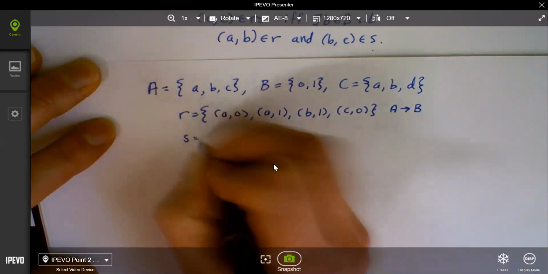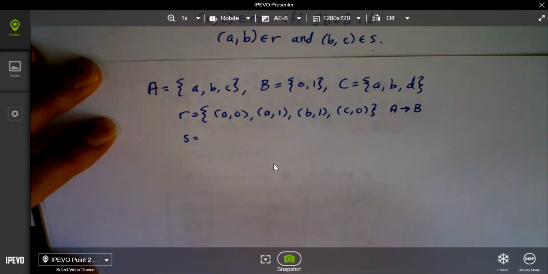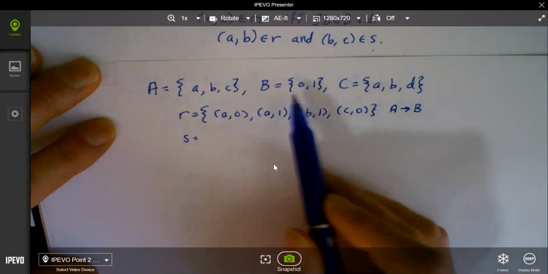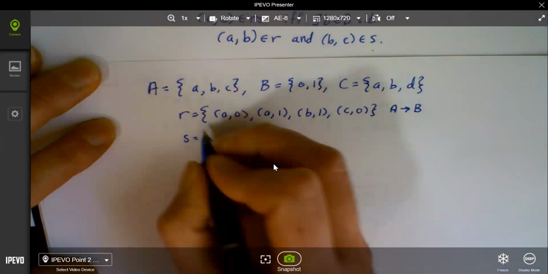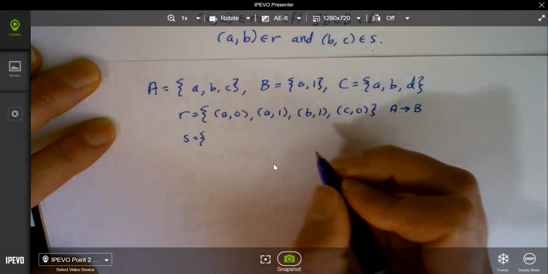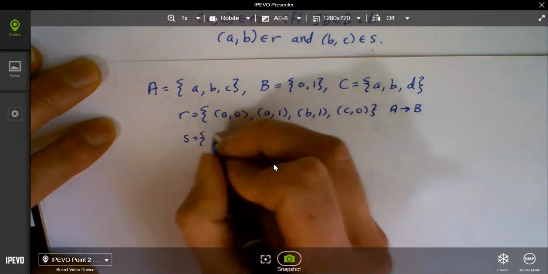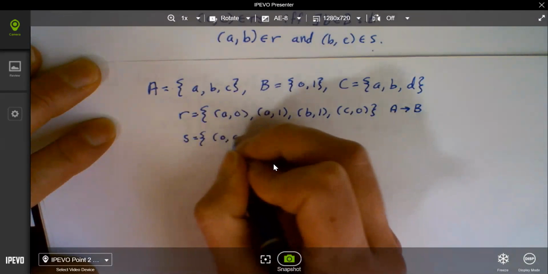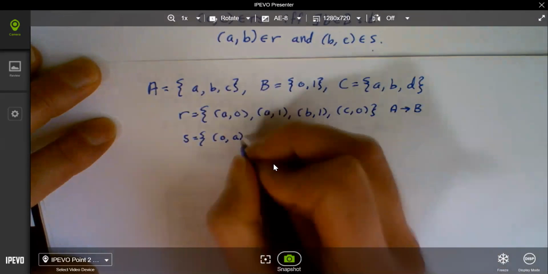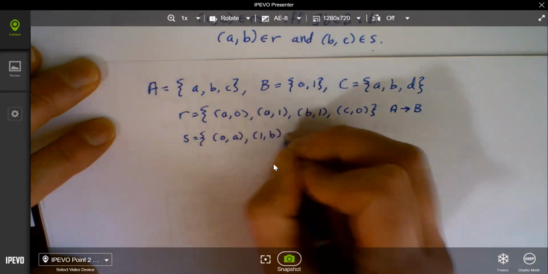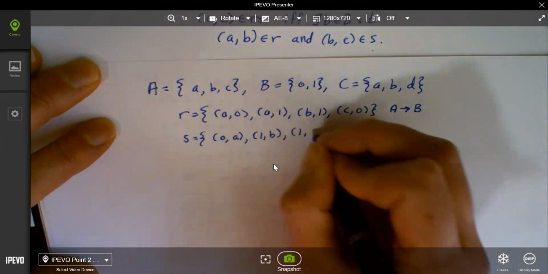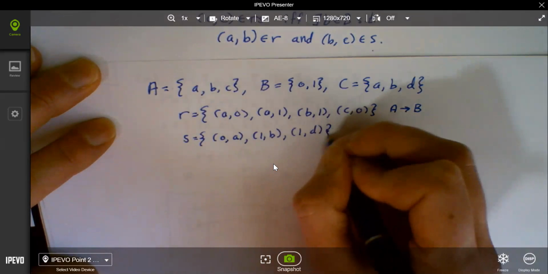And now let's come up with another relation. We'll call it S, and it's going to relate elements in set B to elements in set C. So the elements in relation S are (0, a), (1, b), and (1, d).